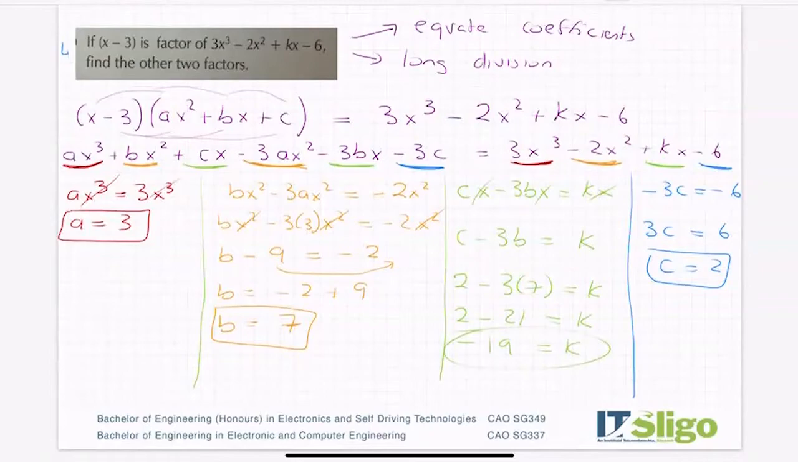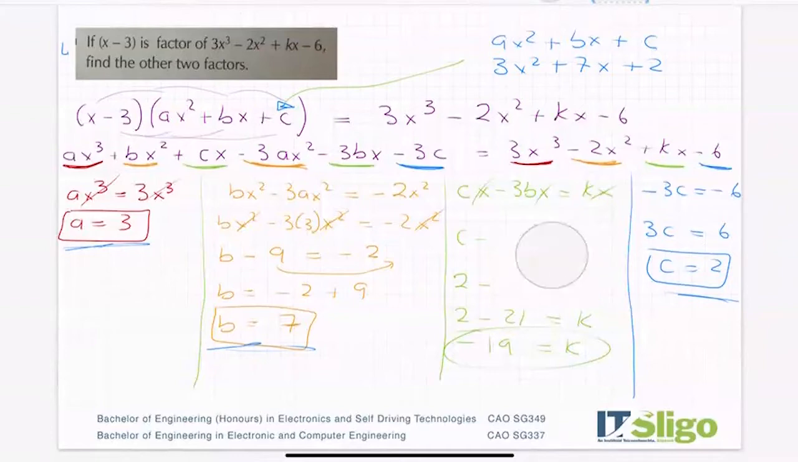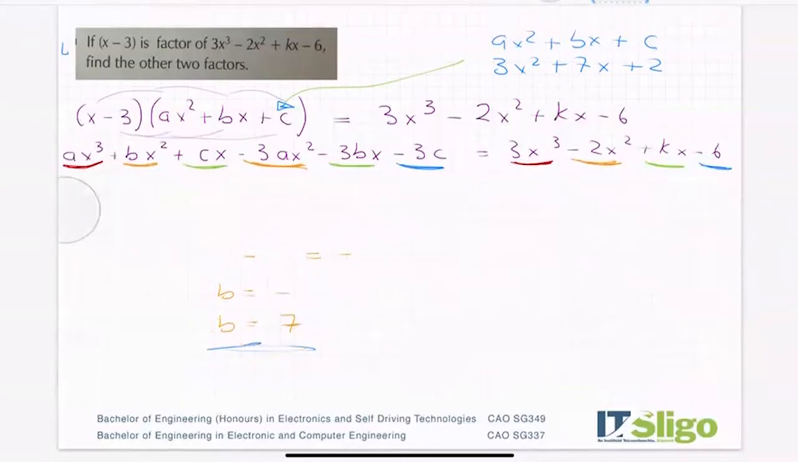So I now know that my quadratic, which contains my other two factors, is ax squared plus bx plus c. It is 3x squared plus 7x plus 2. That's my ax squared plus bx plus c. Now I haven't left myself enough room here, so I'm just going to clean out this part.